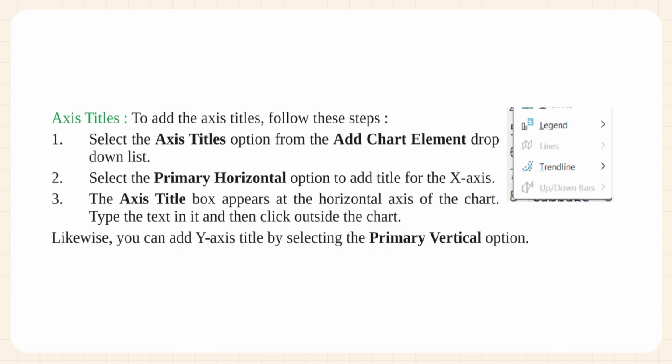Axis titles. To add the axis titles, follow these steps. 1. Select the Axis Titles option from the Add Chart Element drop-down list. 2. Select the Primary Horizontal option to add a title for the x-axis. 3. The Axis Title box appears at the horizontal axis of the chart. Type the text in it and then click outside the chart. Likewise, you can add the y-axis title by selecting the Primary Vertical option.